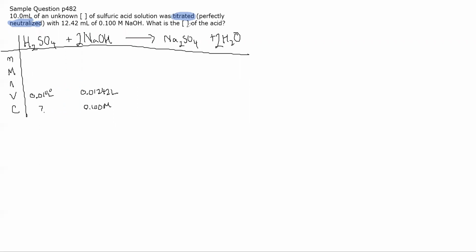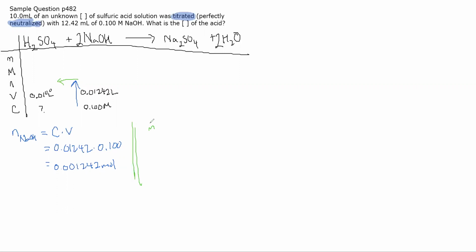All right, so let's see if I can color coordinate this. I'm going to do this as number 1. Blue, the number of moles of NaOH, or rather, you can say that the number of moles of OH is going to be concentration times volume. 0.01242 times 0.100 is going to be 0.001242 moles.